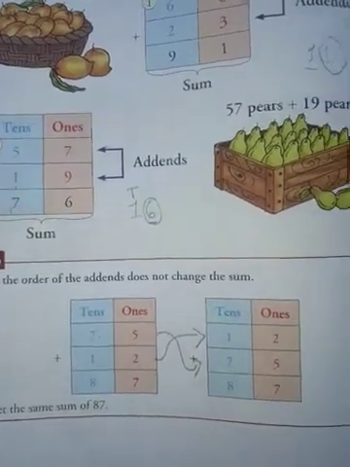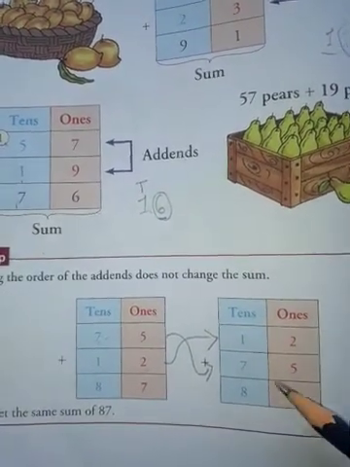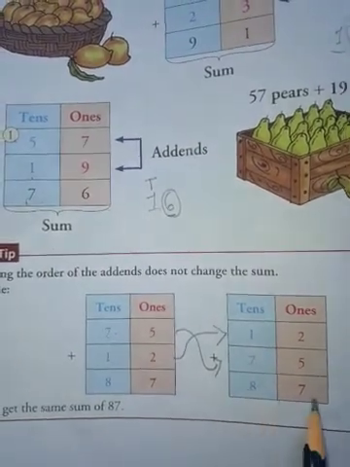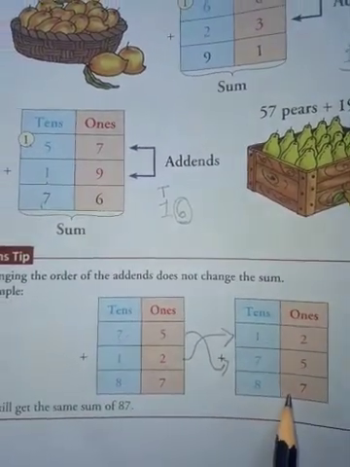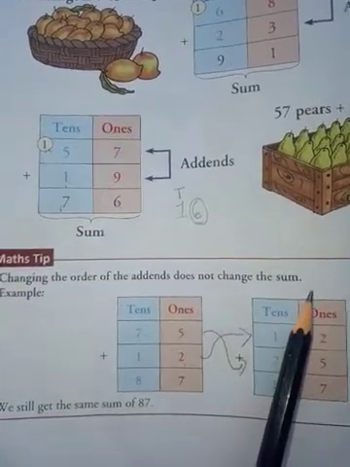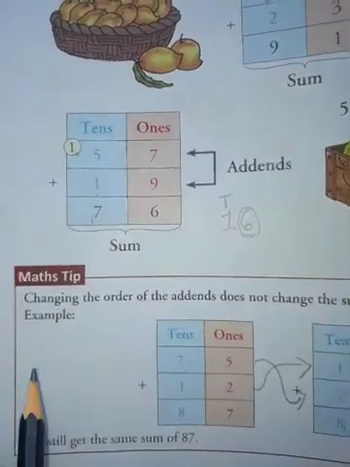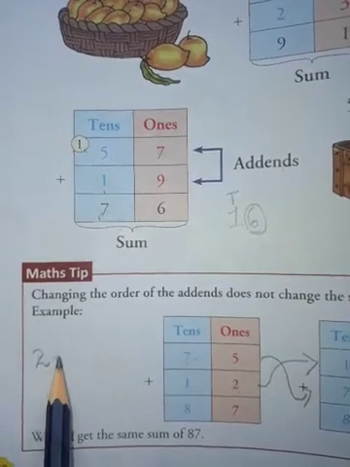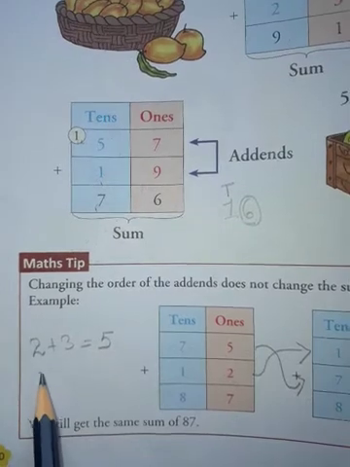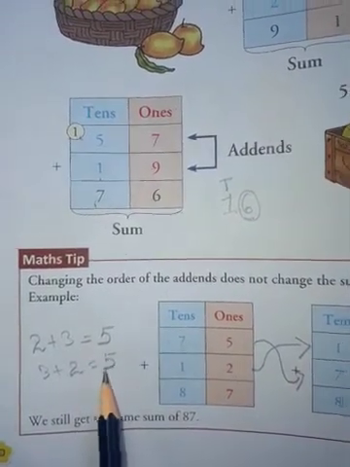So let's see how we add. 2 plus 5 is equal to 7 and 1 plus 7 is equal to 8. There is no change in the sum, 87 and 87. It means changing the order of addends does not change the sum. It's clear to all of you? You can understand it like this. If you add 2 plus 3, you get 5, and if you add 3 plus 2, you get 5.